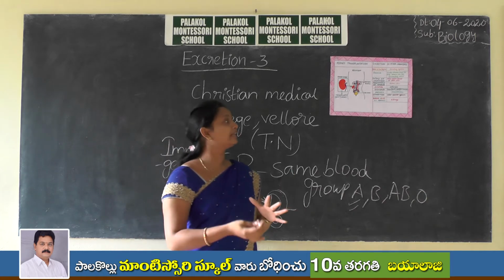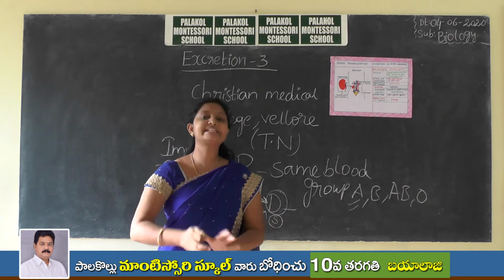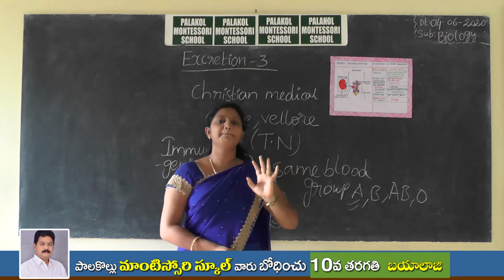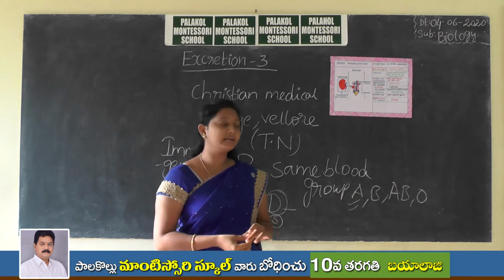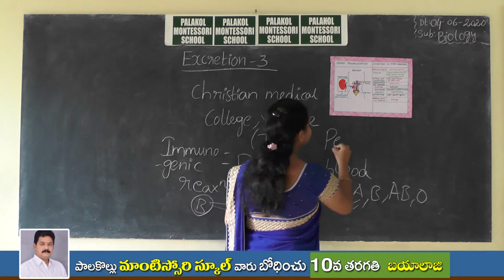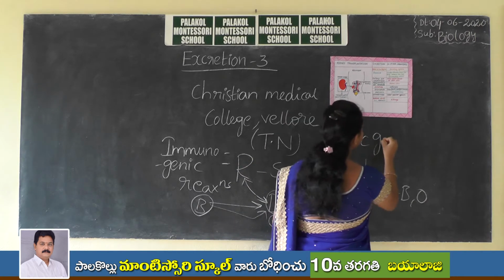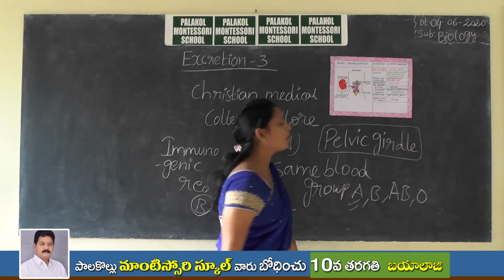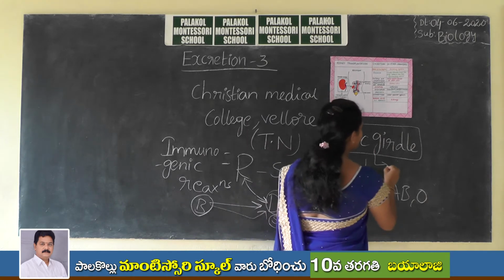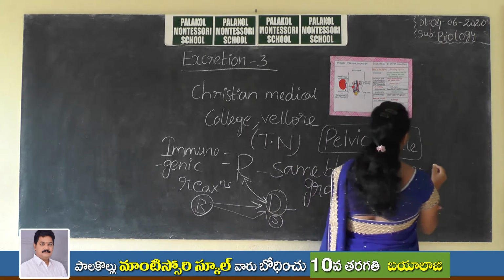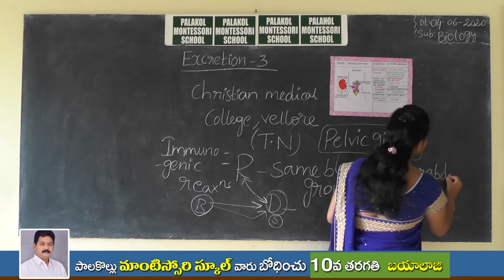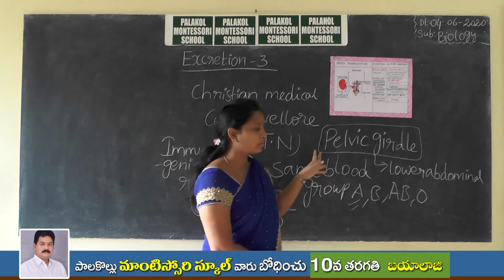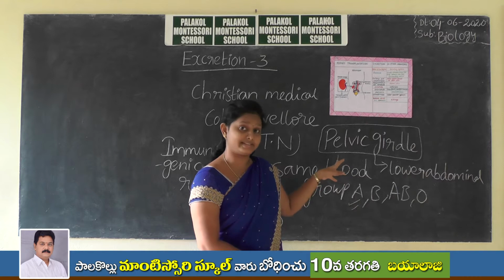Where should the donated kidney be fixed in the recipient? That is at the pelvic region, the lower abdominal region. I already told you about the pelvic girdle. This is nothing but a joint or bone present in the lower abdominal region. In this region only, the transplanted kidney must be fixed.